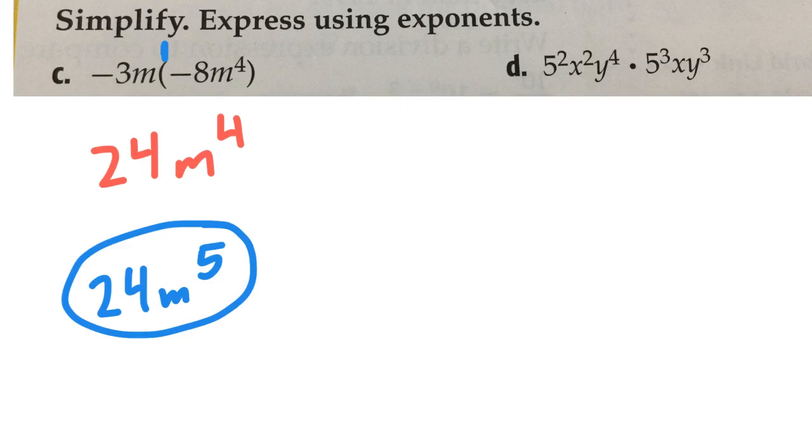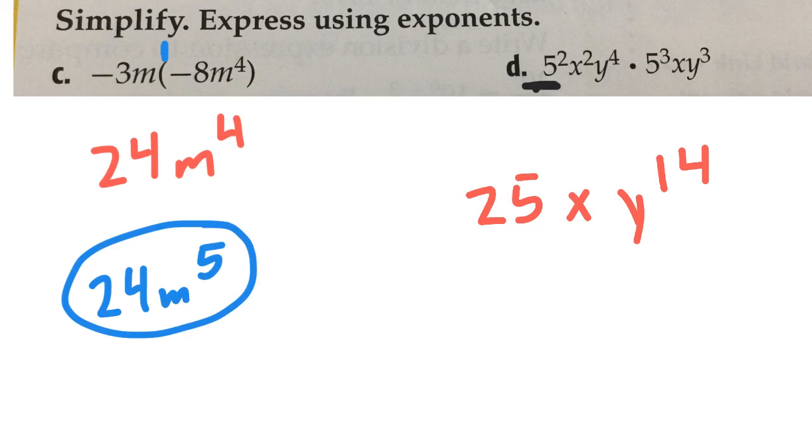Okay, let's look at D. Pick a number 1 through 6. That would be 3. Pick a number 1 through 2. It's 1. Okay, so this one is definitely the hardest one we've done so far. So let's take it one piece at a time.